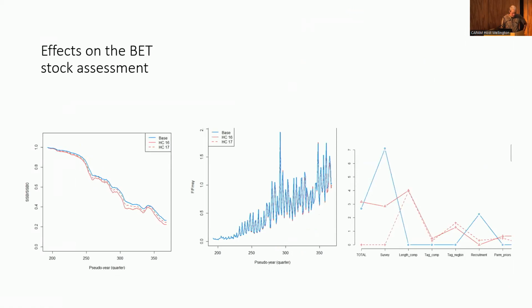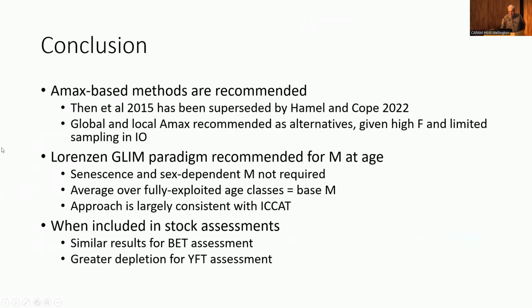I'm just going to go to the conclusion. As a result of comparing these different approaches, we'd recommend the Amax-based methods, with the Then approach being superseded by the Hamel and Cope approach of 5.4 over Amax.